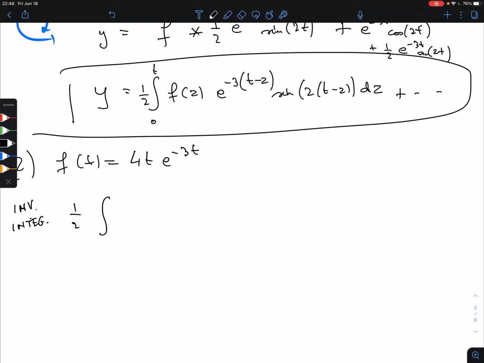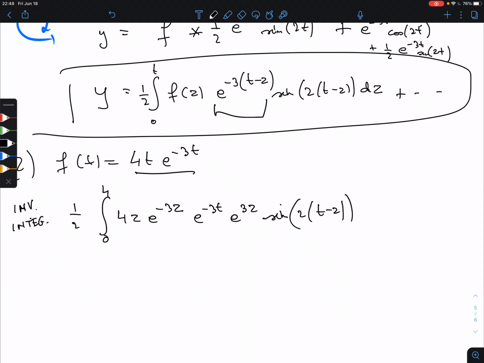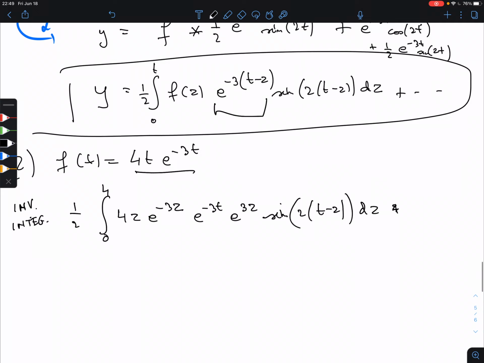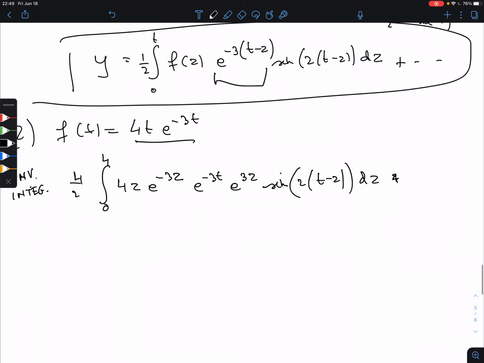So a half, integral from 0 to t, we plug this guy in, but we replace t by z, so 4z e to the minus 3z. Then we have an e to the minus 3t e to the plus 3z. I'm already splitting this e in this way. And then I have a sine of 2t minus z. And for reasons that we'll see later, I'm not even bothering splitting this. I'm just working on the integral itself. So first of all, the 4 comes out, and the e to the minus 3t comes out.